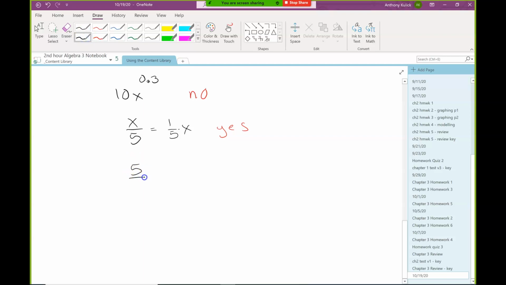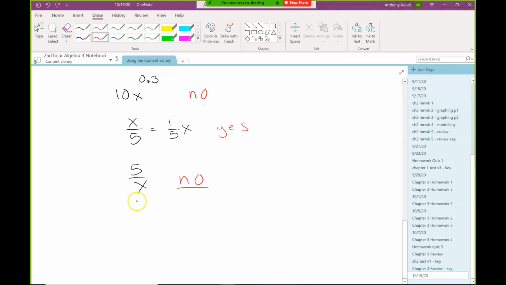What if we did it this way, though? That's no. So the takeaway is, if the variable's in the numerator, it's a monomial. Variable in the denominator, not a monomial.